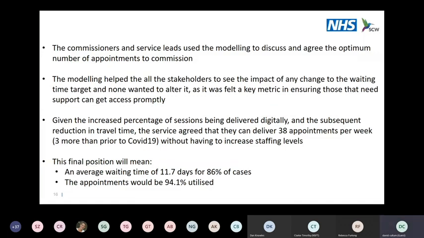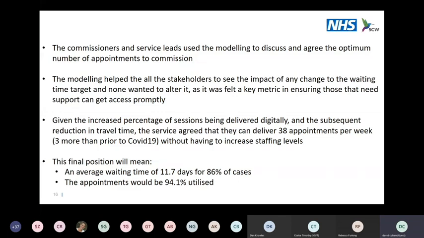So on with the story. The commissioners and service leads used the modelling to discuss and agree the optimum number of appointments to commission. The modelling helped all the stakeholders to see the impact of any change to the waiting time target, and none wanted to alter it, as it was felt a key metric in ensuring those that need support can get access promptly.